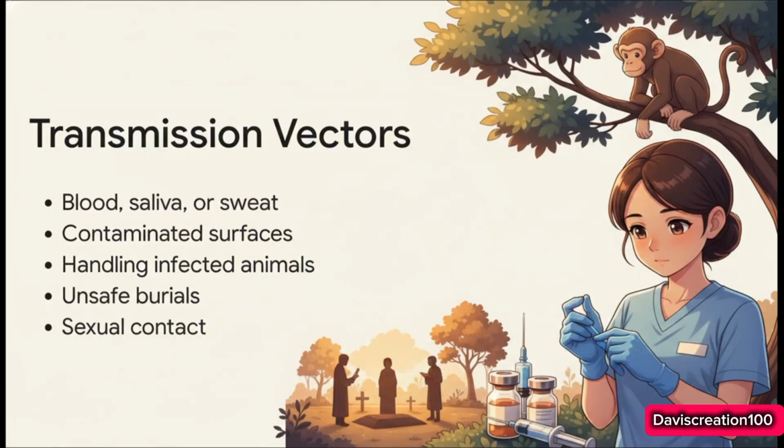A person becomes infected through direct contact with blood, saliva, vomit, sweat, urine, feces, breast milk, or semen. It can also spread by touching contaminated surfaces or by handling those infected animals we mentioned, like bats or monkeys.